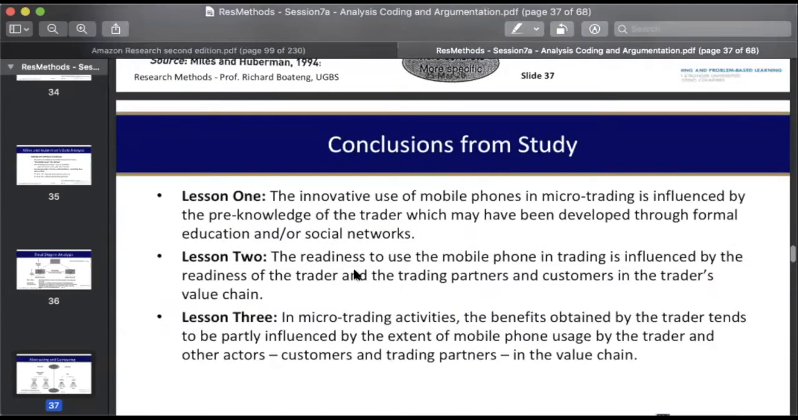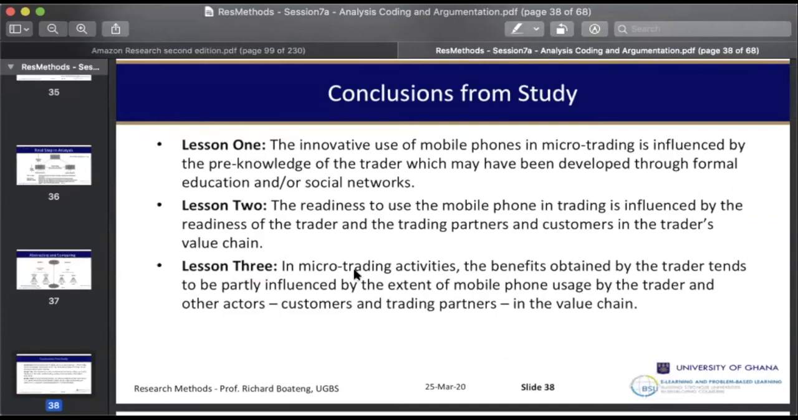Now let's look at it. How do you verify and draw conclusions? These are conclusions coming from the mobile and marketing one paper. The first one says an innovative use of mobile phones in micro trading is influenced by the pre-knowledge of the trader, which has been developed through formal education and social networks. So it means that you observe certain behavior patterns and you're able to define this.